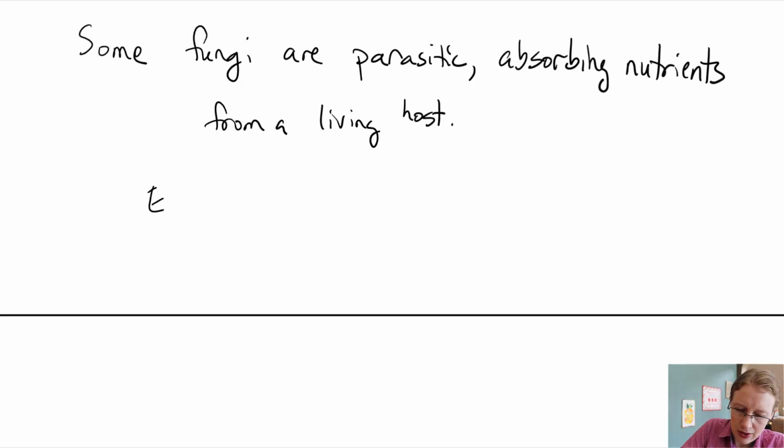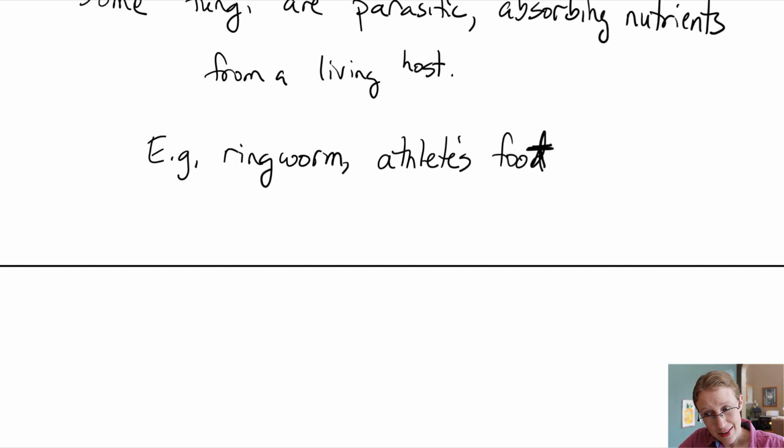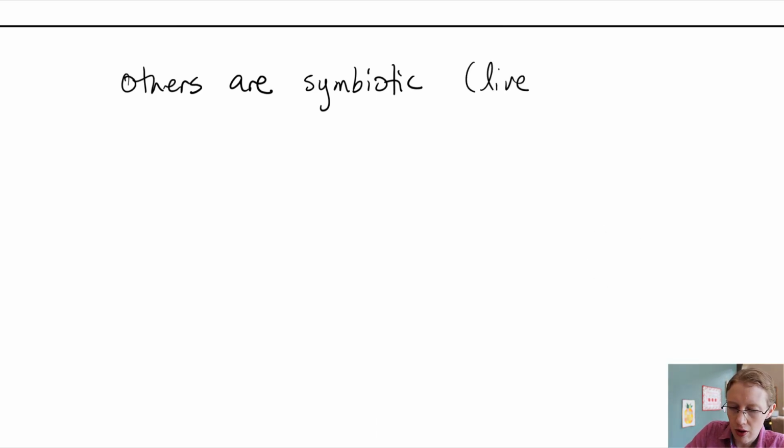So let's put these examples down. Example would be ringworm and athlete's foot. Those would be examples of parasitic fungi infections. Okay, other sorts of fungi, so some are parasitic, others are symbiotic. So they have a helpful relationship. Others are symbiotic, meaning that they do live on a host, live on or with a host, but both organisms benefit. Both benefit due to the interaction.